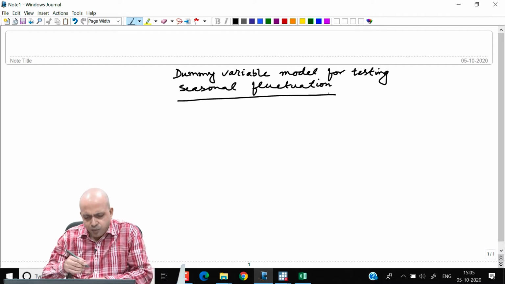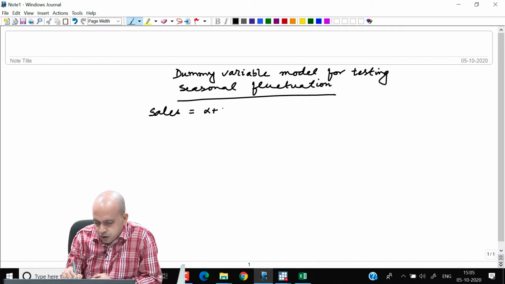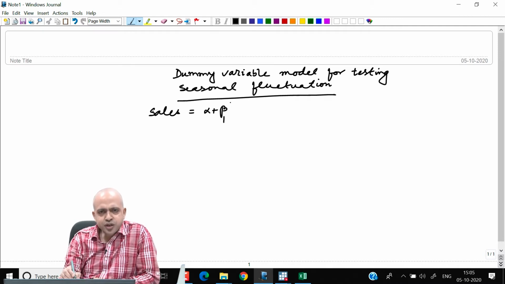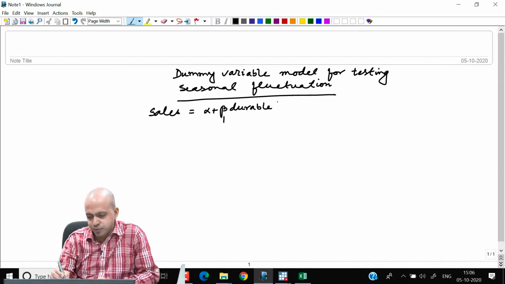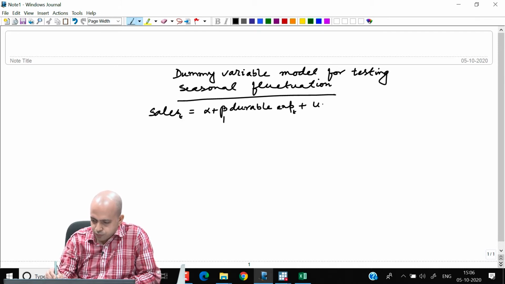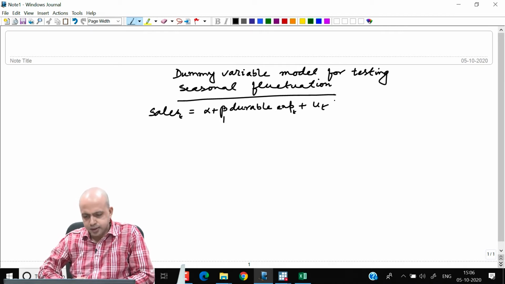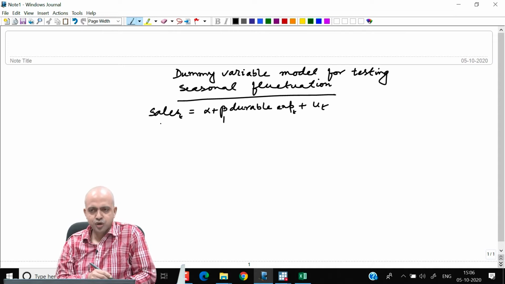Now, why do we do so? This is very important for time series data. For example, here, if you look at the sales, sales is a function of, let's say, alpha plus beta 1 times the expenditure on durables, plus, let's say, u_t. Okay, this is sales on household appliances, which is a function of the expenditure on durables. And if you try to run this type of regression, then what will happen? Firstly, you need to remove some kind of seasonal fluctuations from this data.